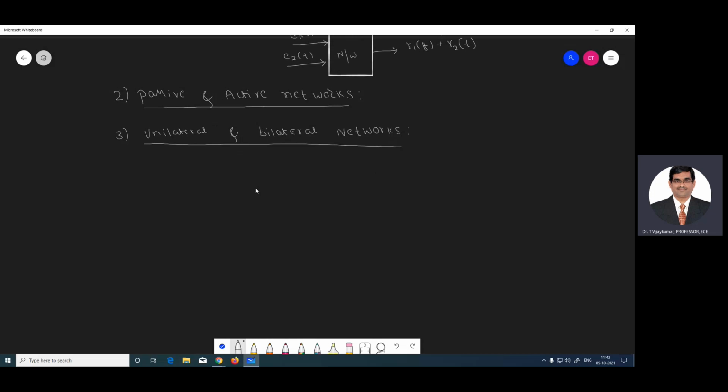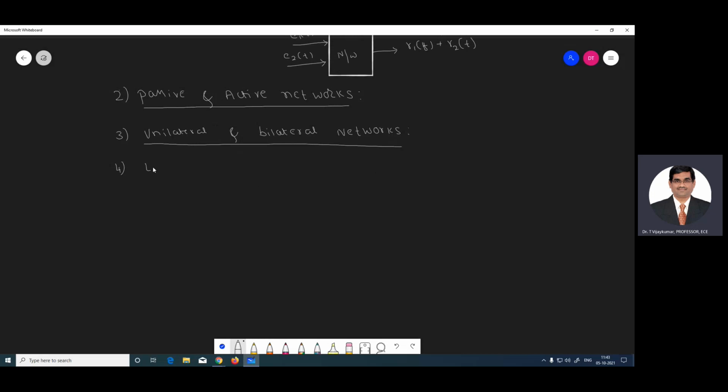So, what is meant by a bilateral network? A circuit whose characteristics or behavior are the same irrespective of the direction of the current through the various elements is called a bilateral network. For example, a circuit consisting of only resistances. When a circuit contains resistances, in either direction the behavior or characteristics will be the same. But in a unilateral network, if you consider a diode circuit, in forward bias the diode will conduct, and in reverse bias the diode will not conduct. That circuit we call a unilateral network.